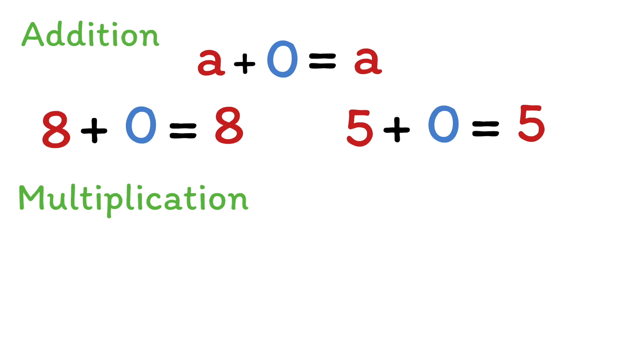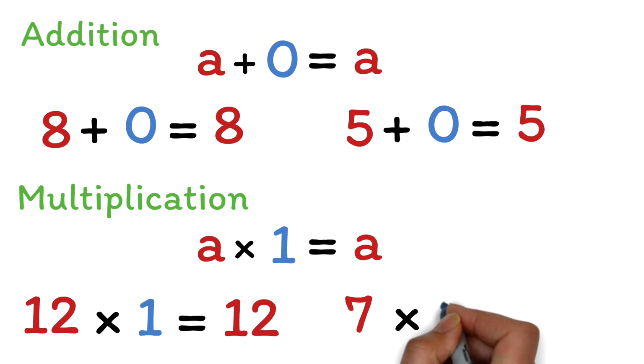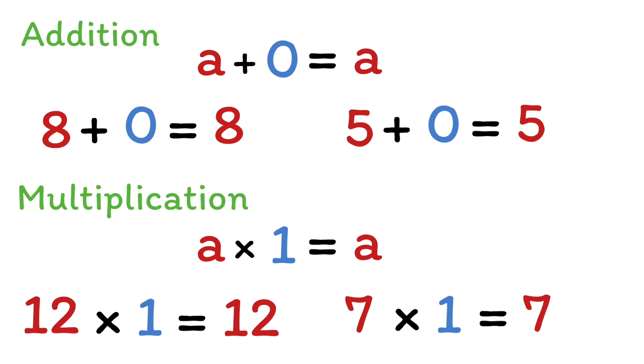Next, for multiplication, the identity property states that any number multiplied by 1 will equal that same number. For example, 12 times 1 is 12, and 7 times 1 is 7.